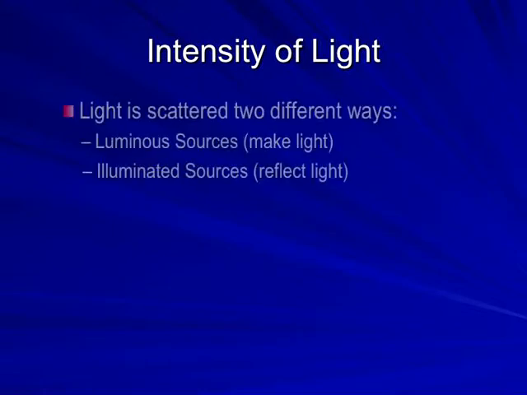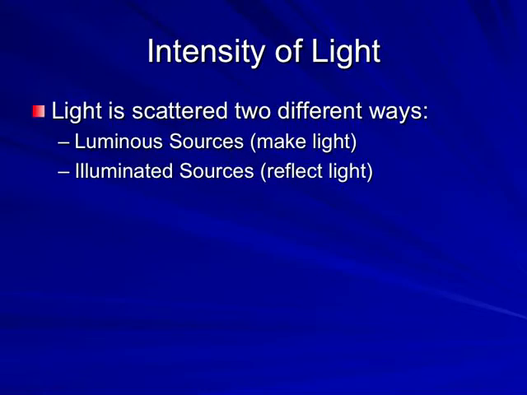So light, guys, is scattered in 2 different ways. We can either make light, so in other words, vibrating particles, that would be a luminous source. So the sun, a flashlight, a laser beam, lights in the ceiling make light. Or you can reflect light. That's an illuminated source. So the moon would be an illuminated source. The moon does not make any light of its own. It reflects the light from the sun. You and I, we are illuminated sources. The only way I see you is that you're reflecting the light from that light up there.